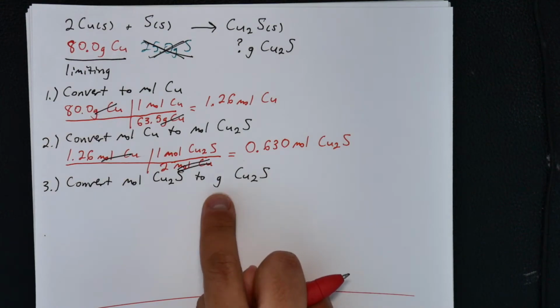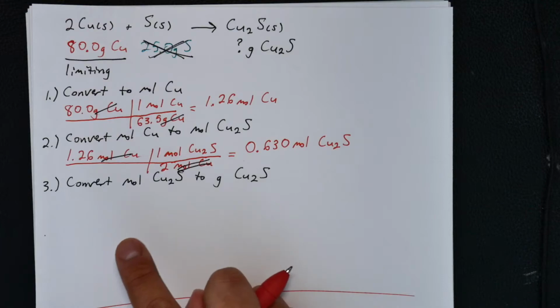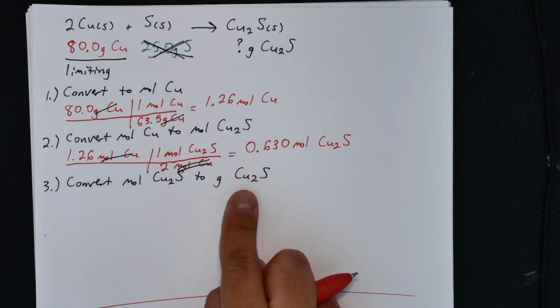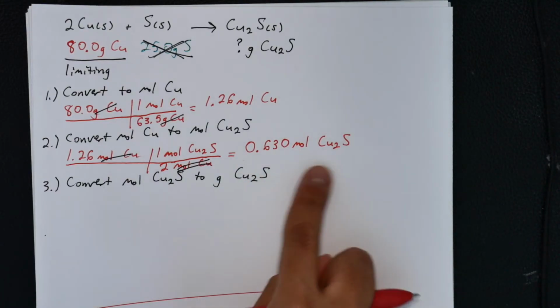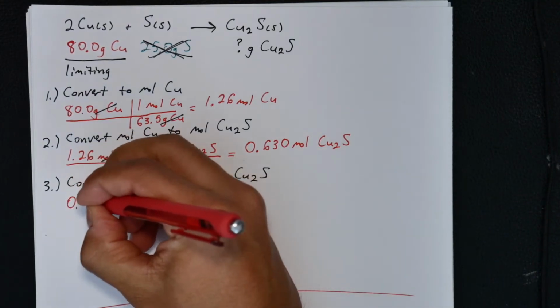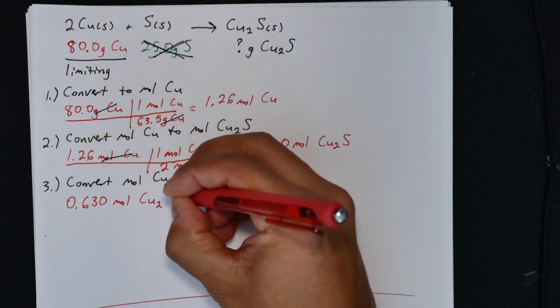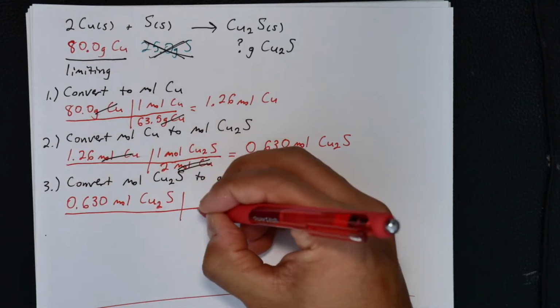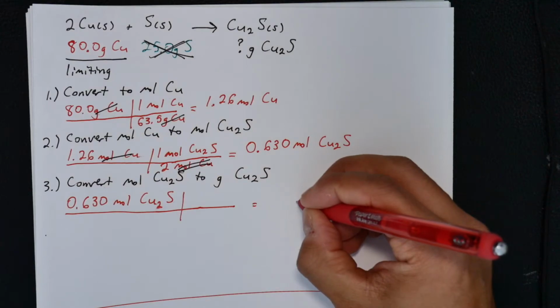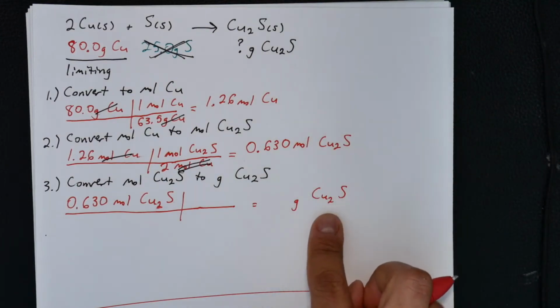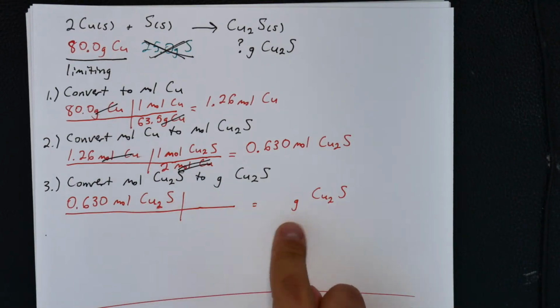Lastly, we're going to convert that to grams, and the reason is because in the problem, on the slides, which is not being shown right now, it is asking for the maximum number of grams of copper 1 sulfide that can be formed. So they don't want moles, they want grams. So we have to take our 0.630 moles of copper 1 sulfide and convert that into grams of copper 1 sulfide, which we'll do using the molar mass of copper 1 sulfide. To go from moles to grams, we need molar mass.